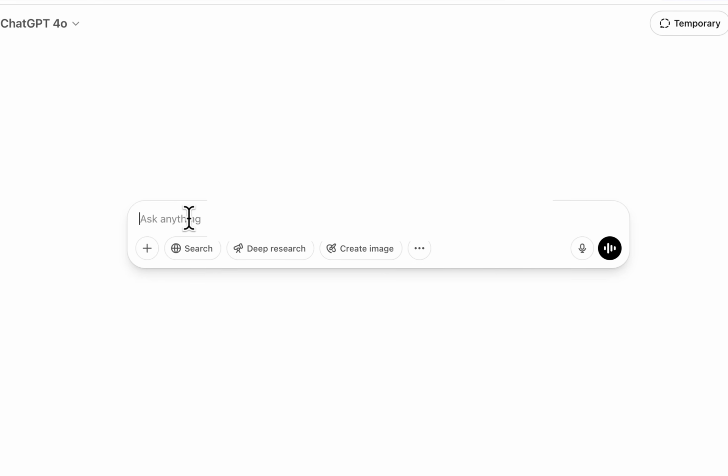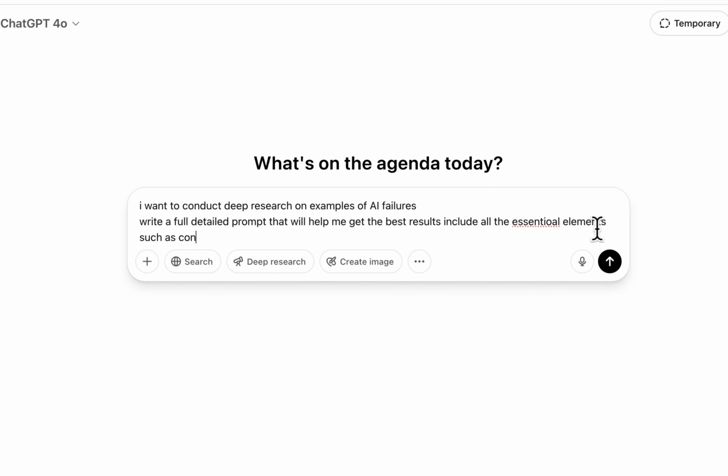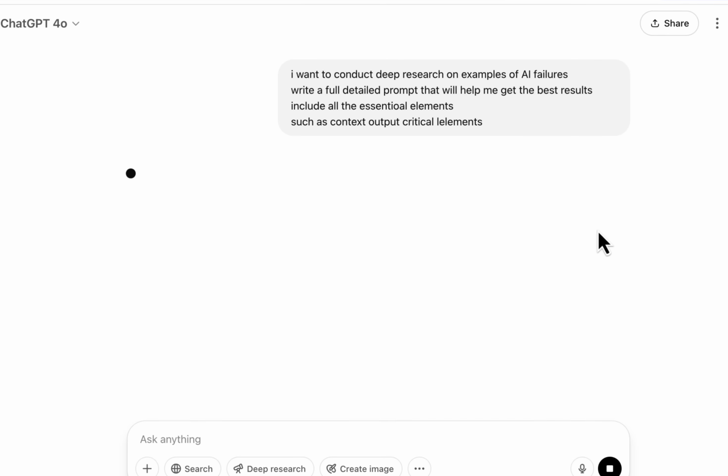So for example, I'd come here and I'd say, I want to conduct deep research on examples of AI failures, write a full detailed prompt that will help me get the best results, include all the essential elements such as context, output, critical elements, and so on. And you can add the other features as well. So we will enter that.